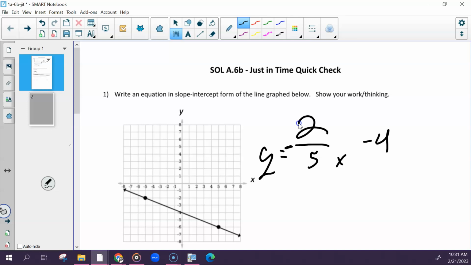Either look at your graph and count your slope and find your y-intercept, or do it algebraically. You have your 2 points. You can count, do your slope algebraically, and then either look and see where your y-intercept is, or find that algebraically as well. Questions on that first one?